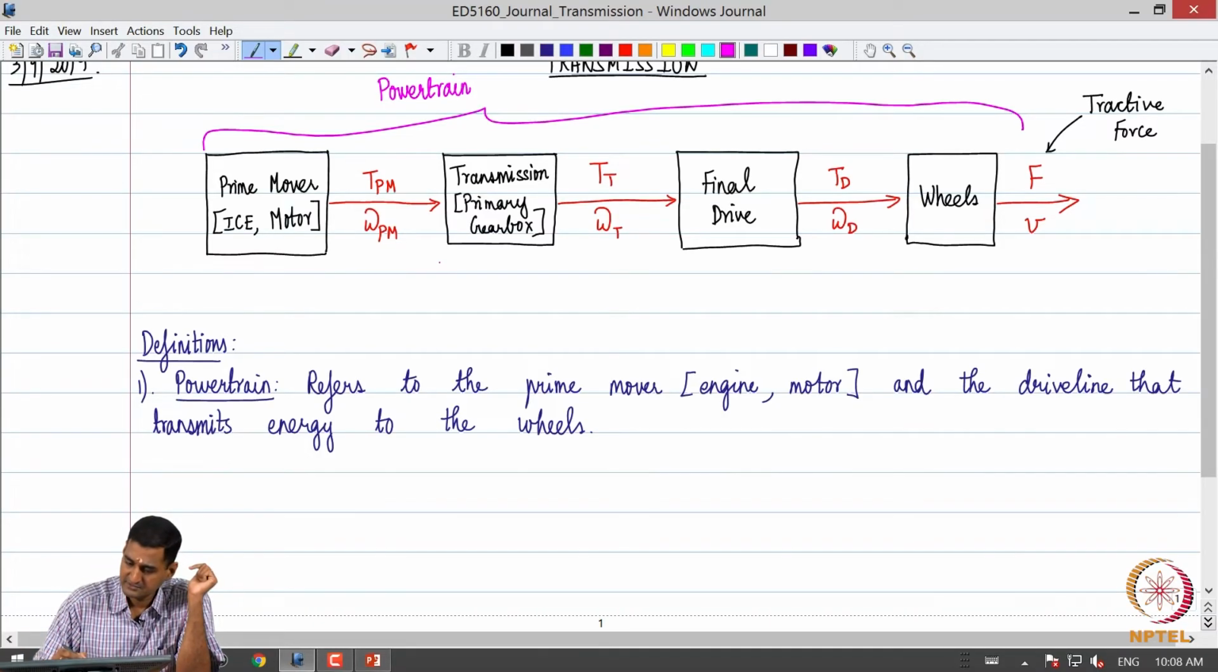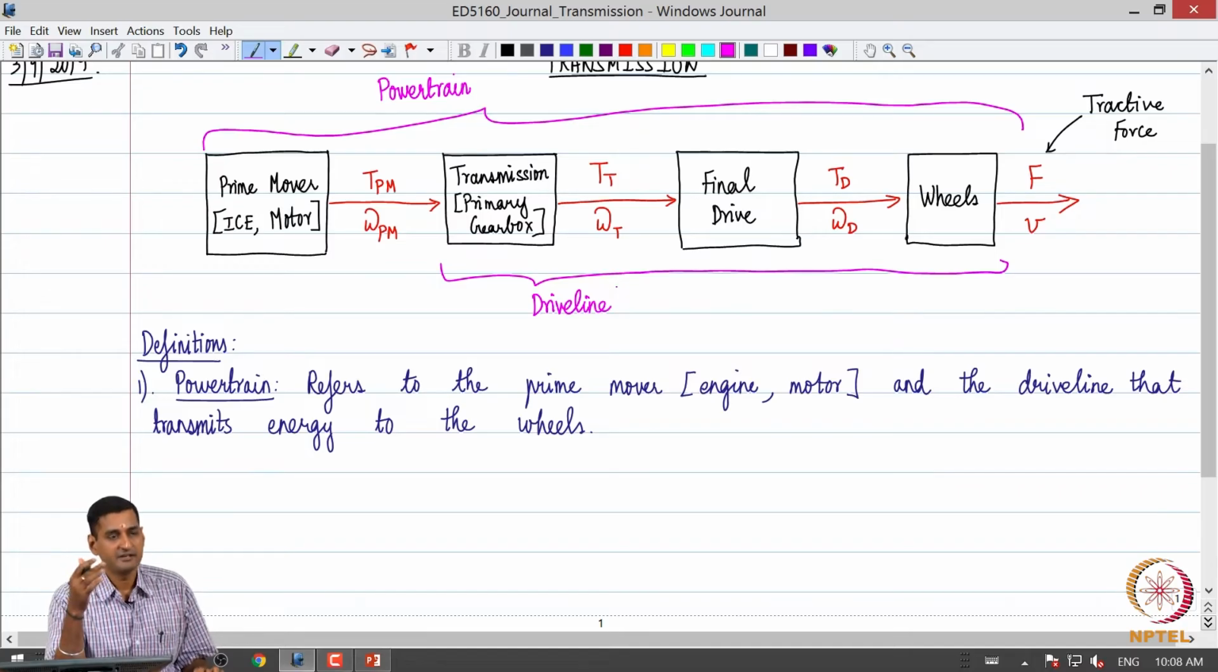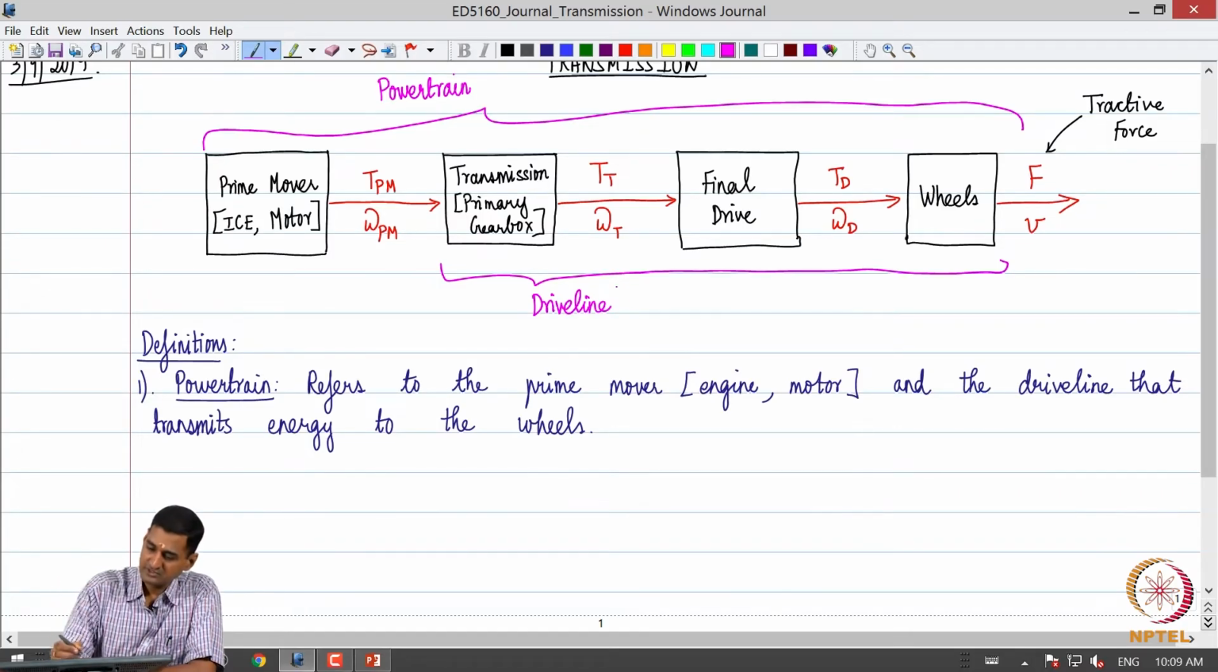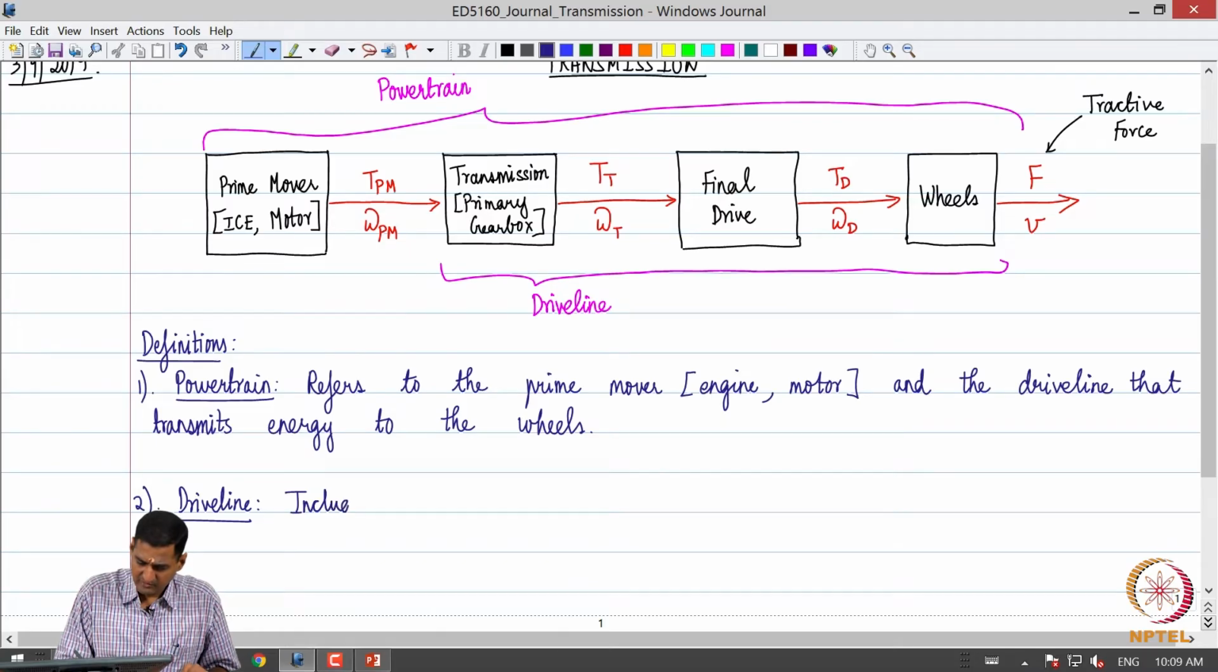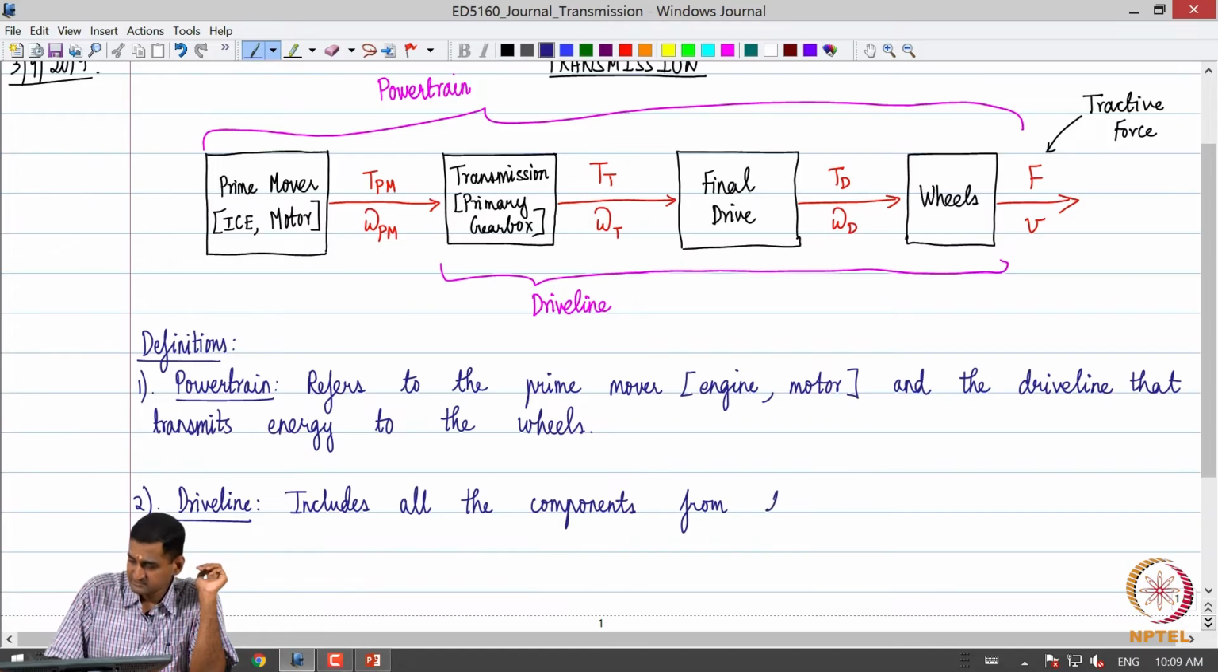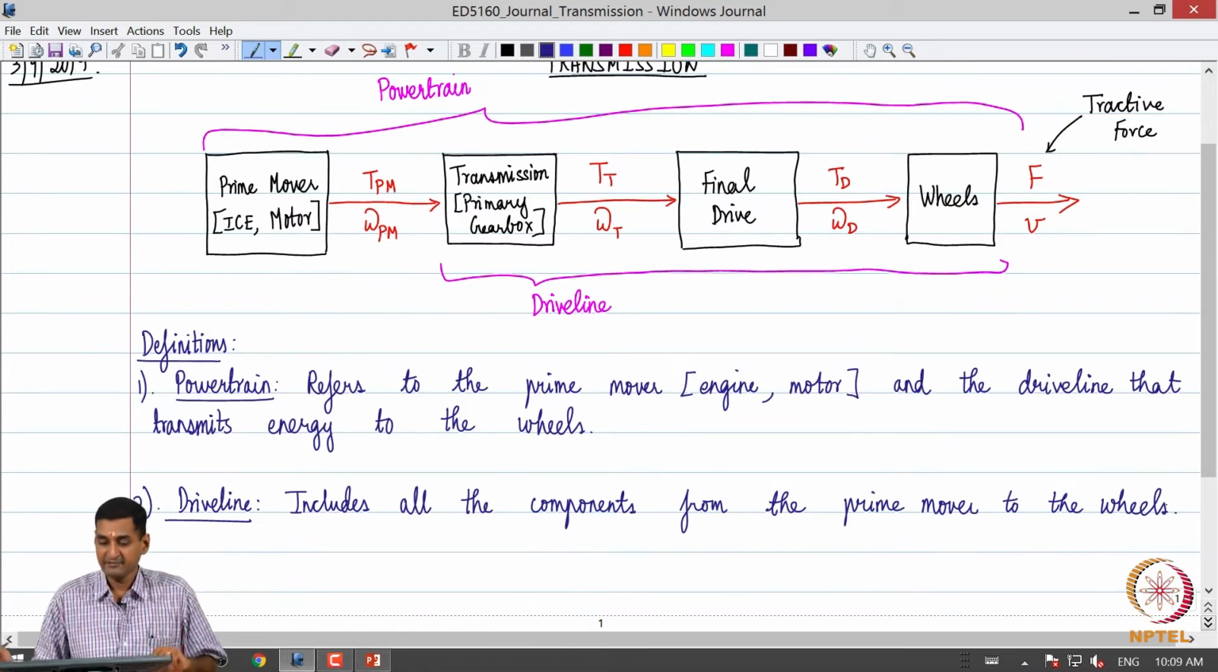Now, if we leave out the prime mover, what are the components that are left behind in the powertrain? They constitute what is called a drive line. So the term drive line includes all the components excluding the prime mover in the powertrain. So it includes all the components from the prime mover, but not including the prime mover, to the wheels. That is the definition of drive line.